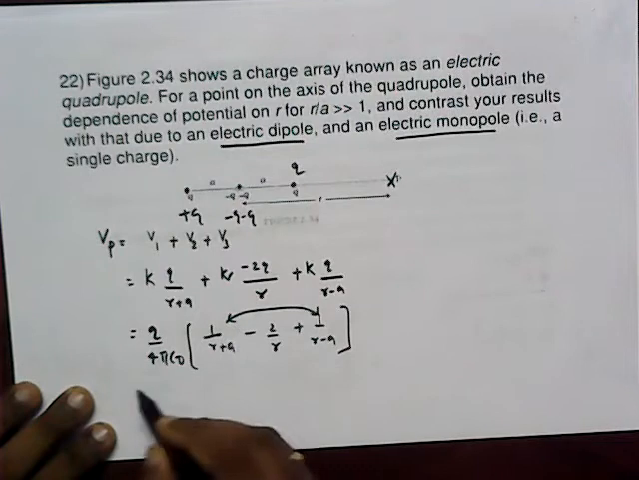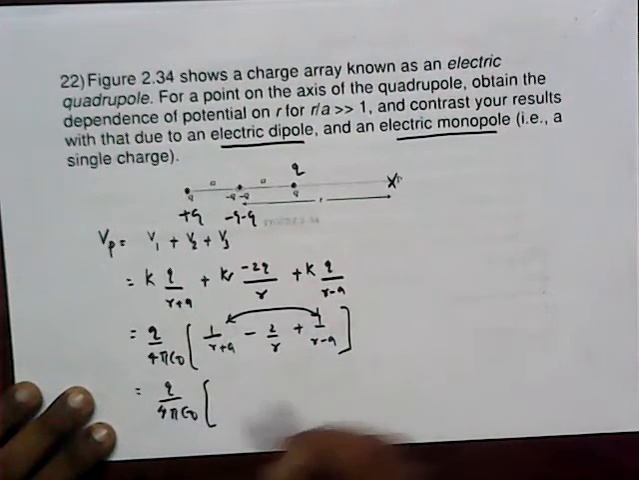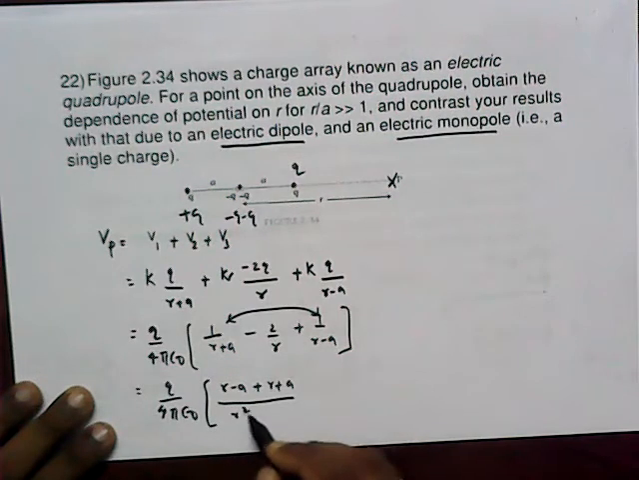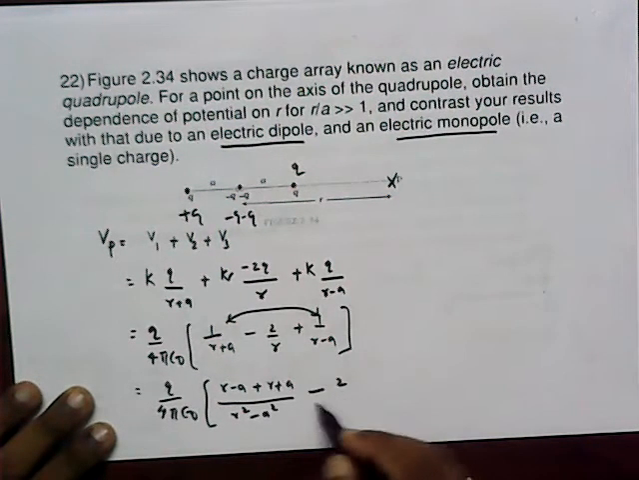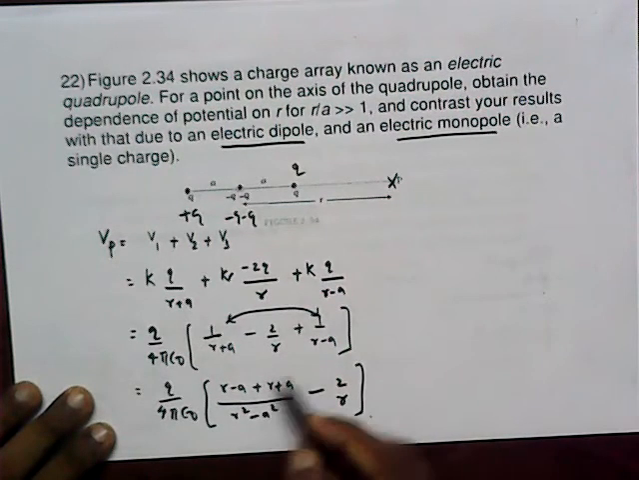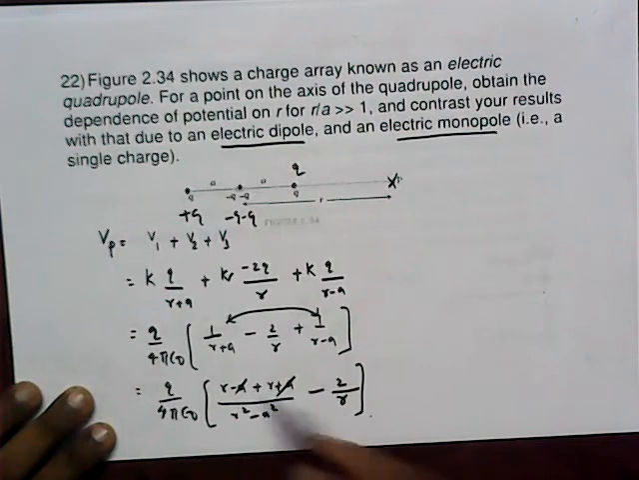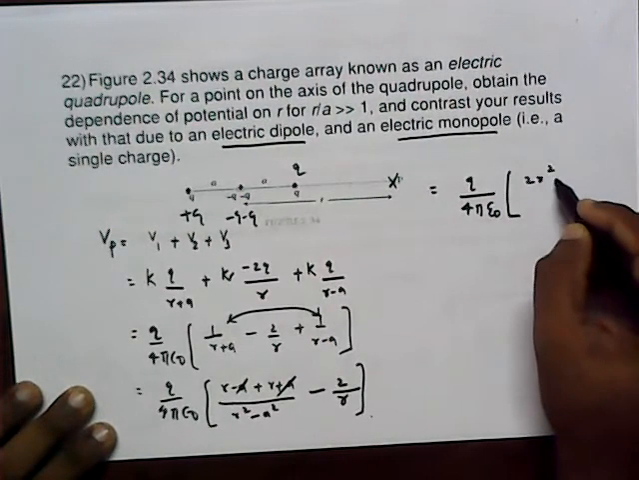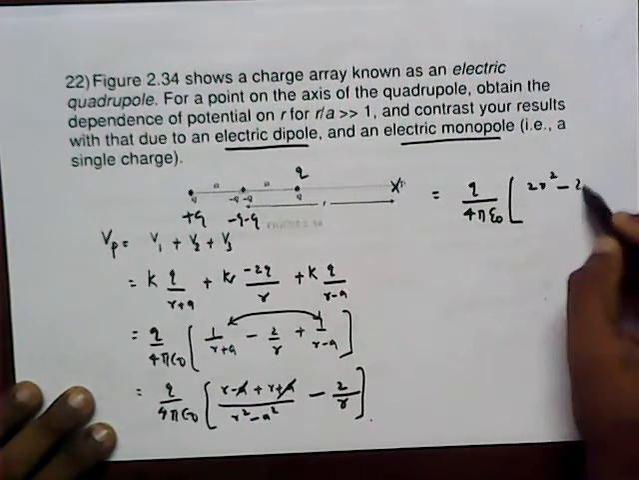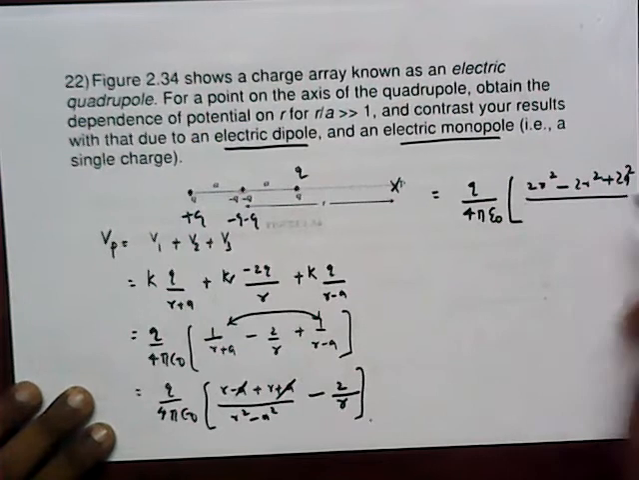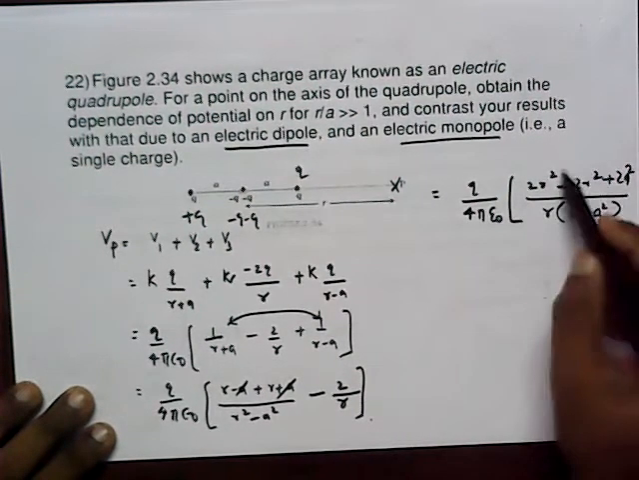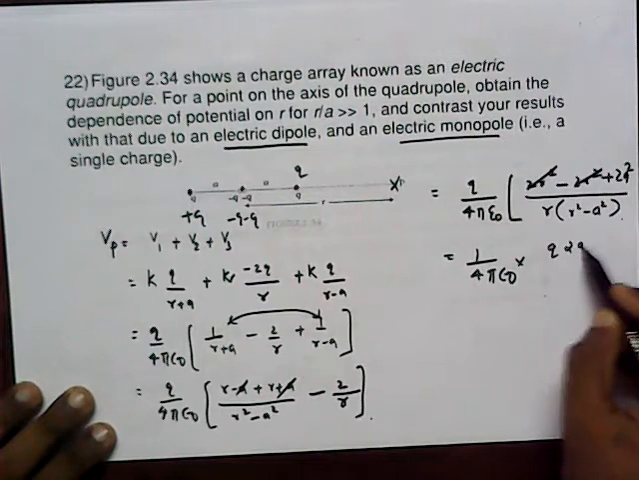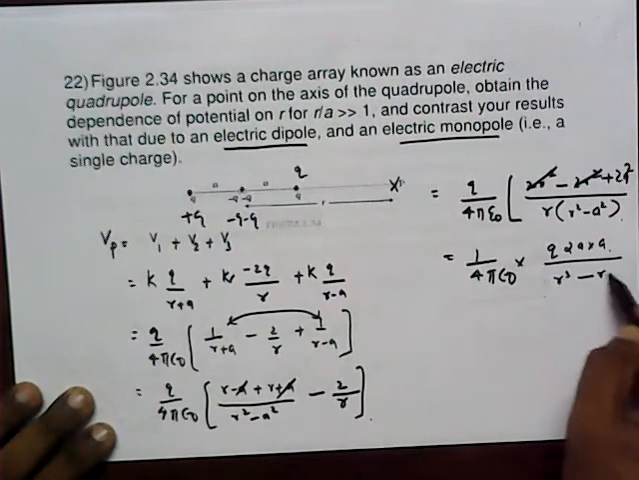If you just consider these two, we can write it as Q by 4 pi epsilon 0 times, R minus A plus R plus A, divided by R square minus A square, minus 2 by R. Then it becomes 2R, so you just cross it, and you get Q by 4 pi epsilon 0 times 2R square minus 2R square plus 2A square, divided by R times R square minus A square. So you get 1 by 4 pi epsilon 0 times 2Q into 2A into A, divided by R cube minus R A square.